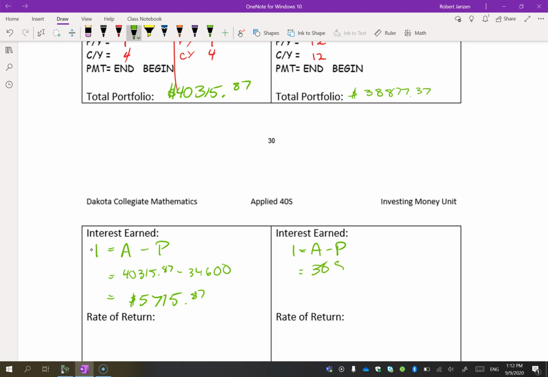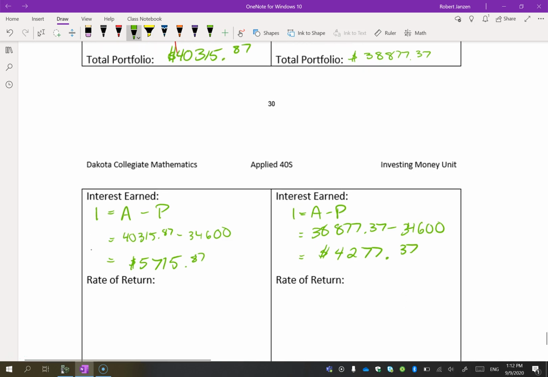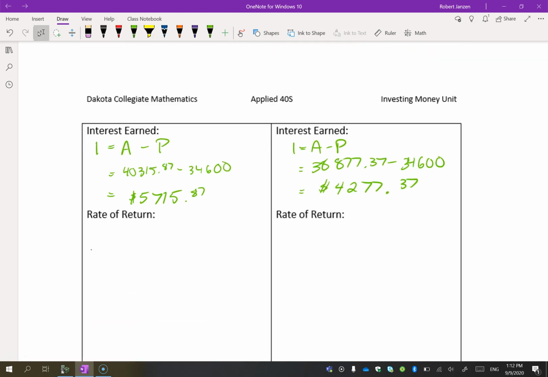Okay. This guy is going to be earning a little bit less in interest. Looks like he only earns $4,277.37. Okay. So there's where we are so far.